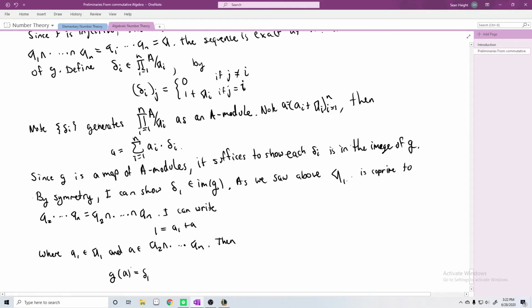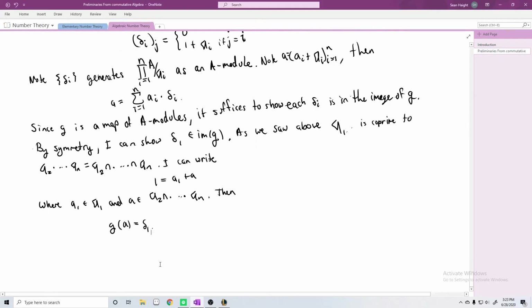Okay, so let's talk this out briefly, make sure that this is right. So in the first component, G of A, so notice that A is going to be 1 minus A1. So in the first component, 1 minus A1 is certainly equivalent to 1 modulo this ideal A1. So I've got a 1 in the first component. And in every other component, A is in the ideal A2 through An. So G of A is certainly going to be 0 in every other component.